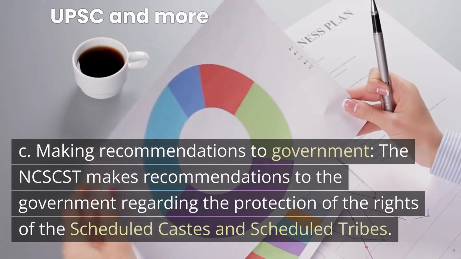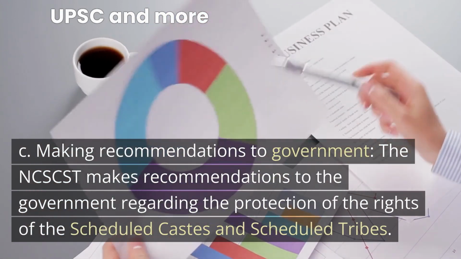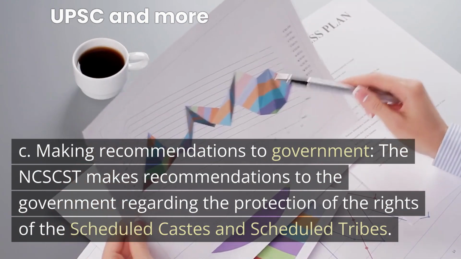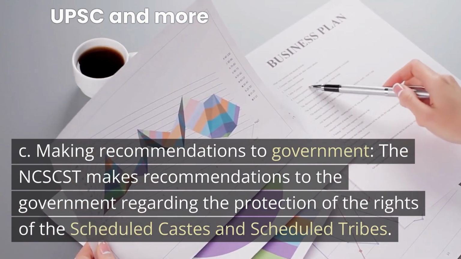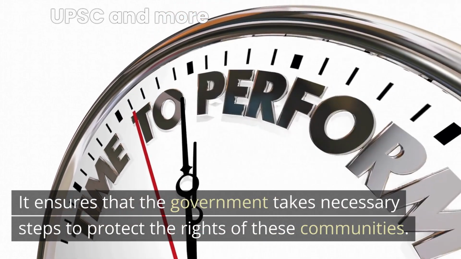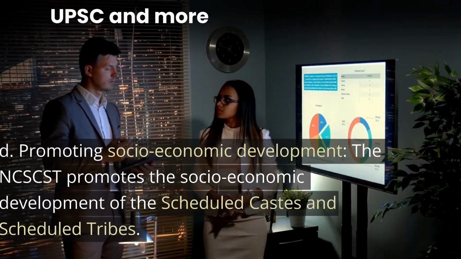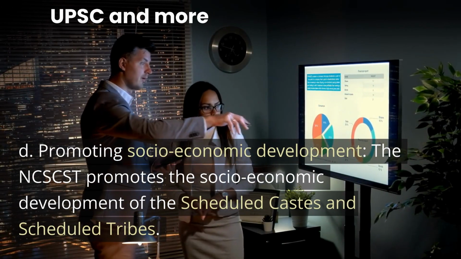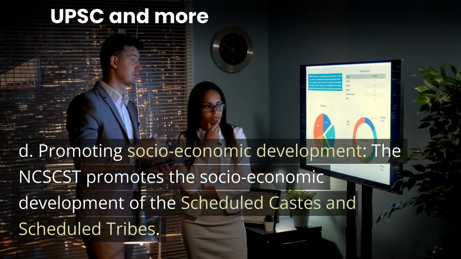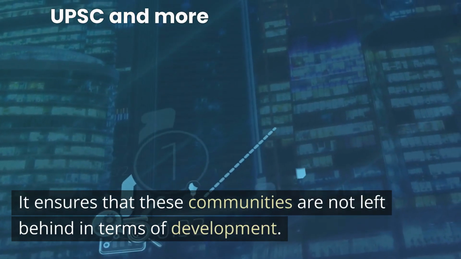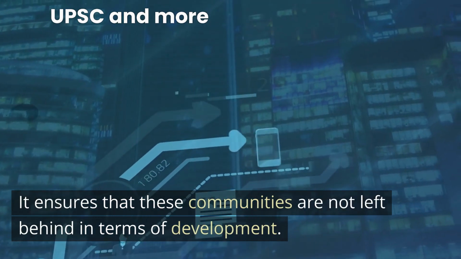C. Making recommendations to government. The NCSCST makes recommendations to the government regarding the protection of the rights of the scheduled castes and scheduled tribes. It ensures that the government takes necessary steps to protect the rights of these communities. D. Promoting socio-economic development. The NCSCST promotes the socio-economic development of the scheduled castes and scheduled tribes. It ensures that these communities are not left behind in terms of development.